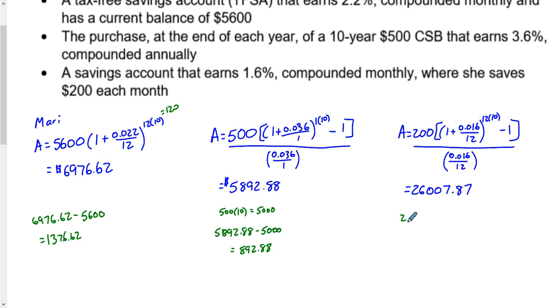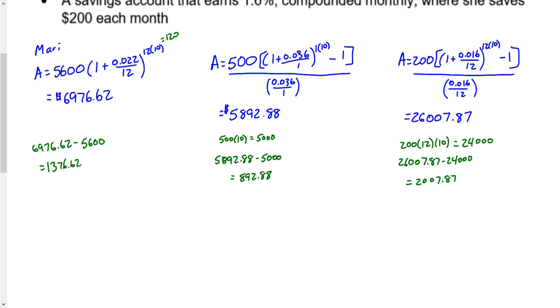Putting $200 away every single month for 10 years works out to be $24,000. So to find out how much of that $26,000 is interest, we have to find out our difference. Our final step is to find out what is her rate of return.